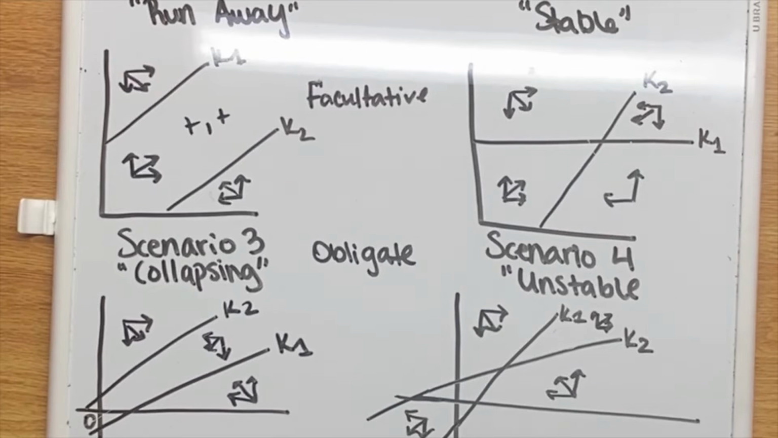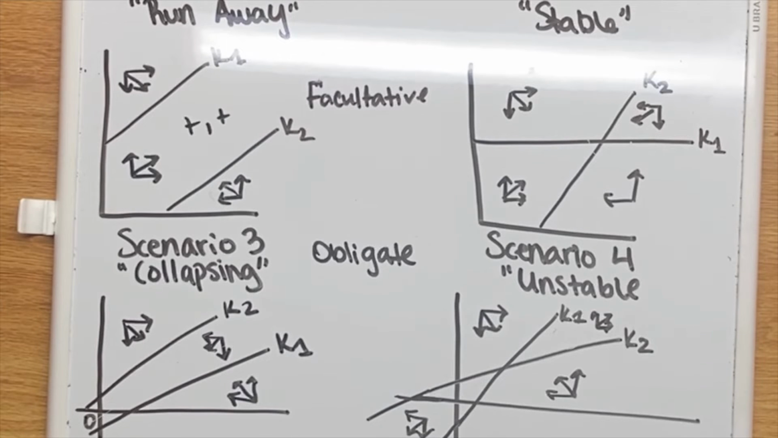Scenario 2 is known as the stable facultative system. It is stable because an increase or decrease in the population of either species will lead to an intersection of the carrying capacities, allowing both species to maintain a stable population. As you can see, adding the vectors together at any point in the graph points to the middle and gives a stable population.